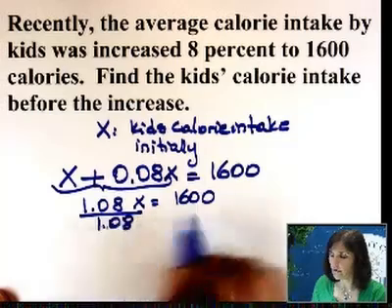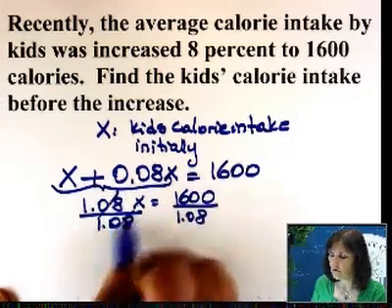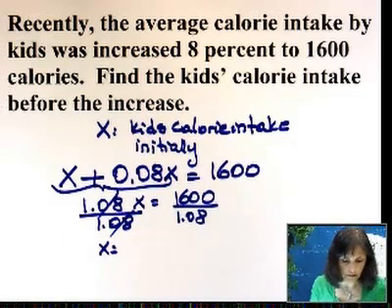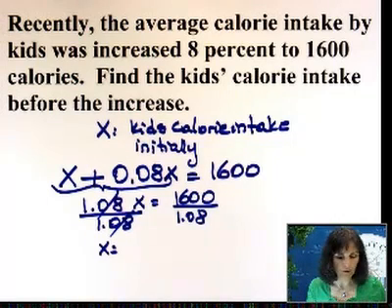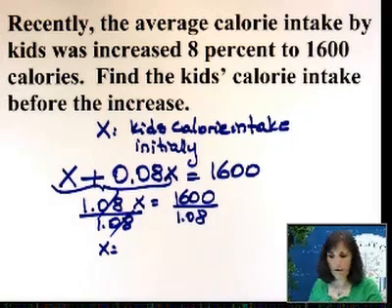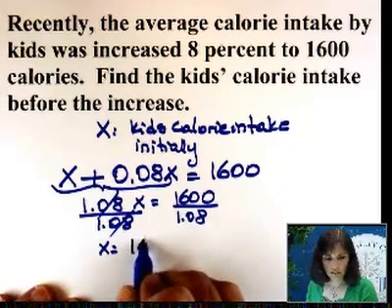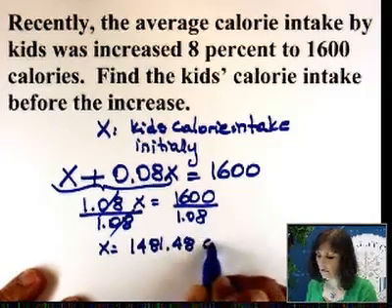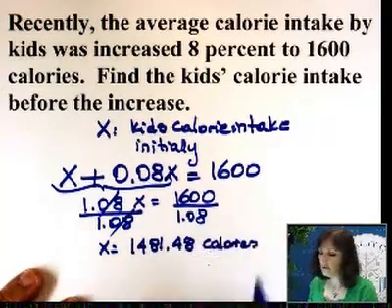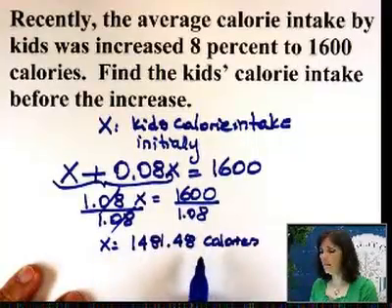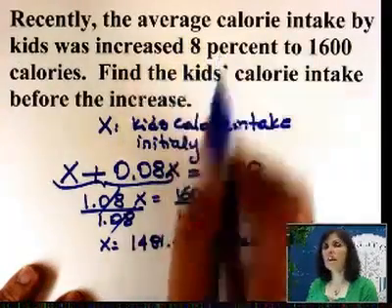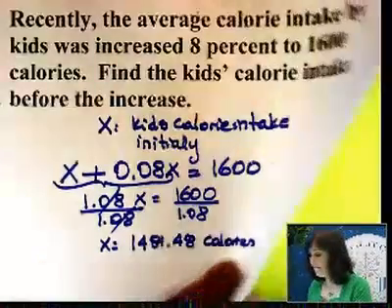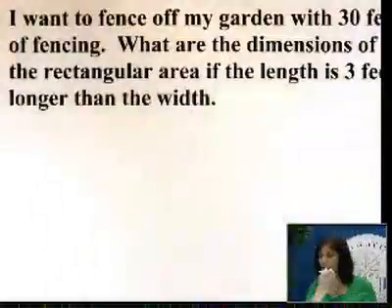All right, do your thing. Divide by 1.08, divide by 1.08. These two go, x equals, I need the calculator for that one, 1600 divided by 1.08. That gives me 1481.48 calories. Does that make sense? It was 1481 something. Now it increased by 8% and it became 1600. That makes perfect sense. Always have a reality check.